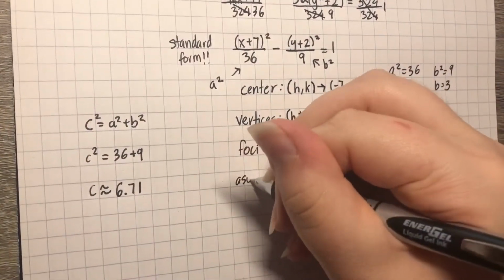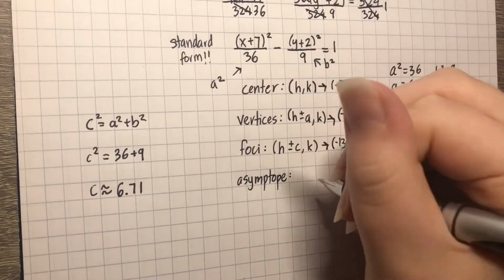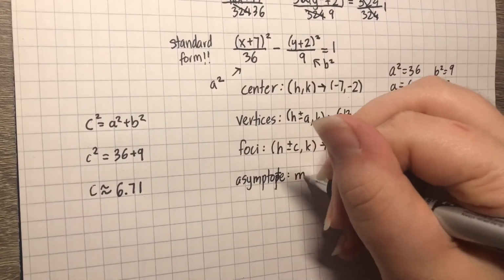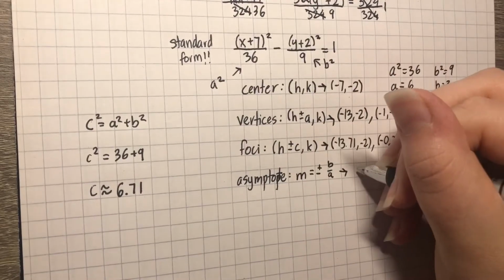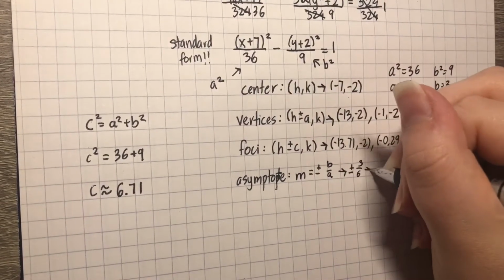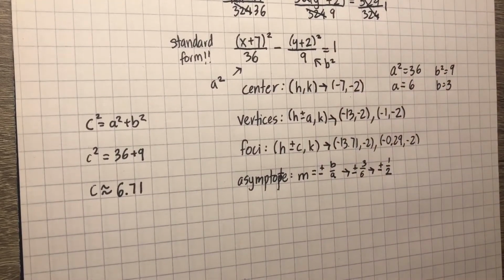And lastly, we're going to find the asymptotes because it applies to a hyperbola. And the equation for the asymptotes for a horizontal hyperbola is m equals plus or minus b over a. And we already know the b value is 3 and the a value is 6. So we just put those over each other. And that simplifies to 1 over 2.